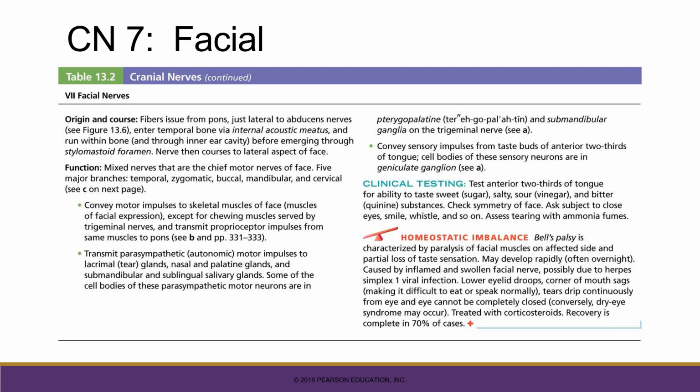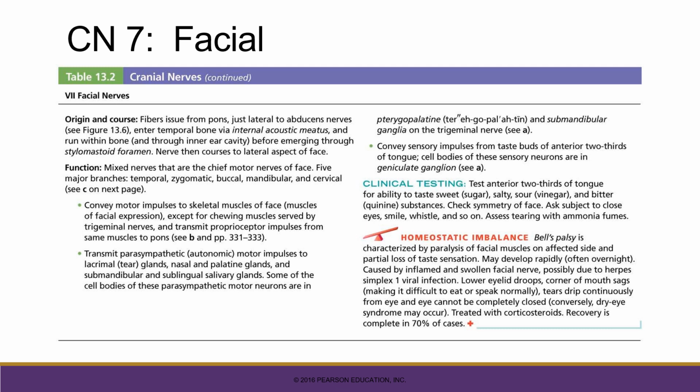Conveys sensory impulses from taste buds of anterior 2/3 of the tongue. Cell bodies of these sensory neurons are in the geniculate ganglia. So remember that geniculate ganglia has to do with taste. Clinical testing: test the anterior 2/3 of the tongue for ability to taste sweet, right? So give them something sweet. That's not the worst test ever, right? Like, can you taste this lollipop or this ice cream?